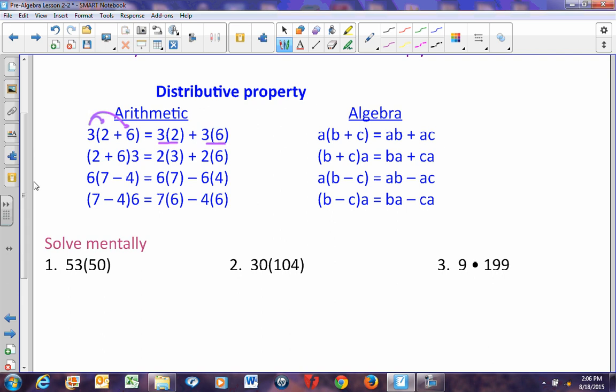3 times 2 is 6. 3 times 6 is 18. 18 plus 6 is 24, which is the same as 8 times 3. And you might say, well, sometimes it's easier not to use the distributive property. True, but the distributive property is really, really helpful. Let me show you some examples of using the distributive property.